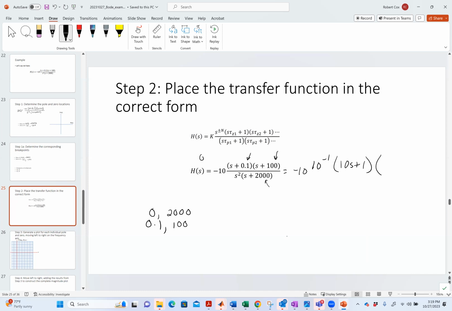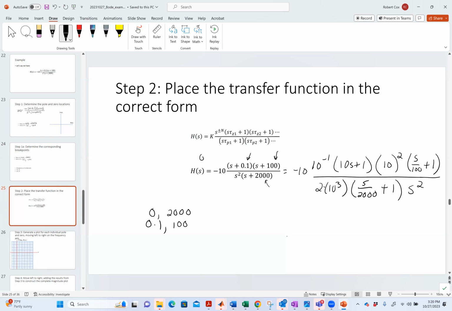And then I also need to pull out a 100, so a 10 squared comes out. And then this becomes s over 100 plus 1. And then down on the bottom, I pull out 2000, so 2 times 10 to the third, times s over 2000 plus 1, times s squared. I commuted.